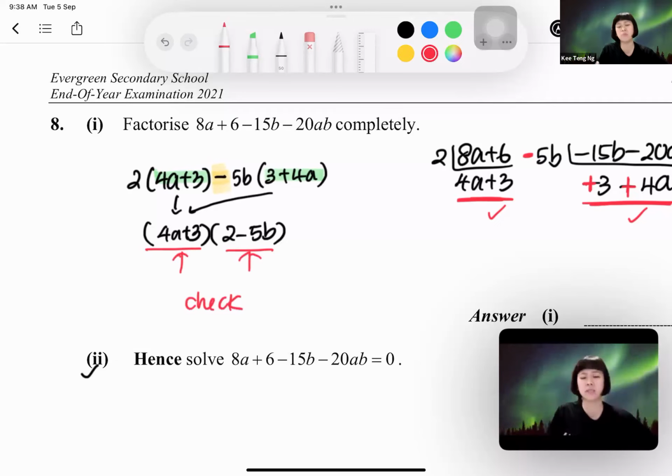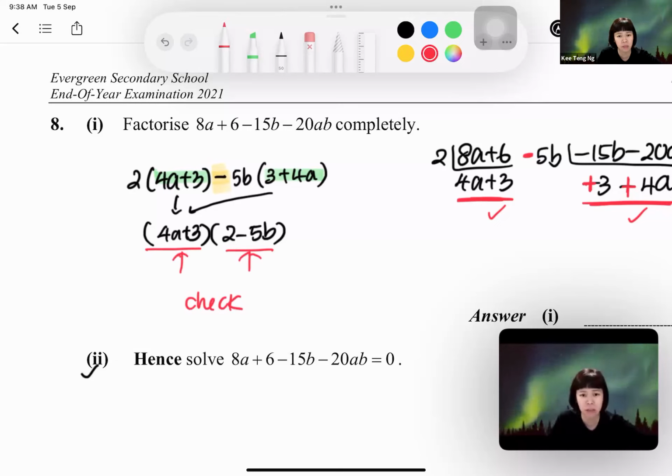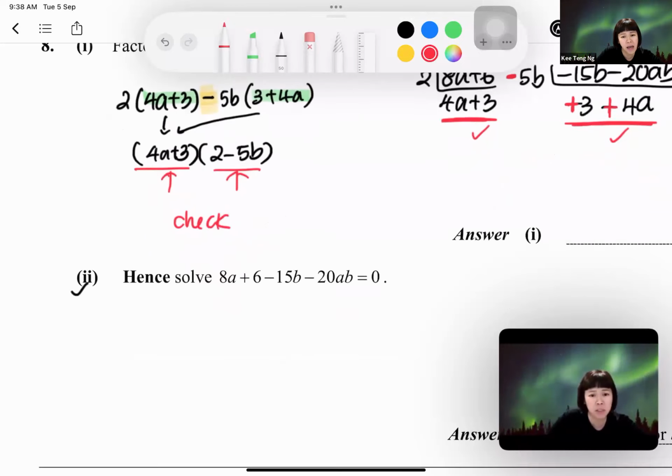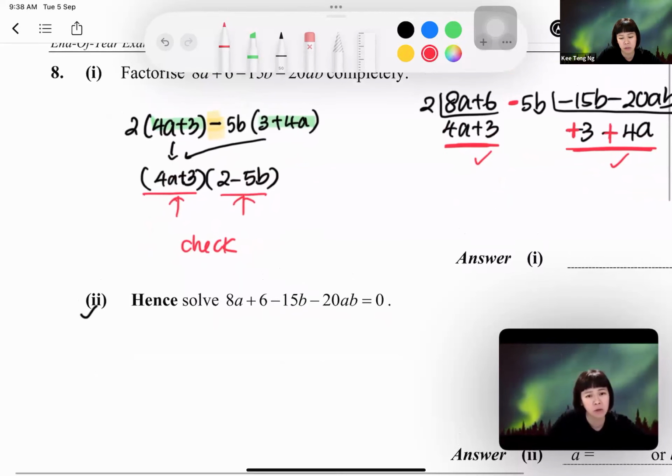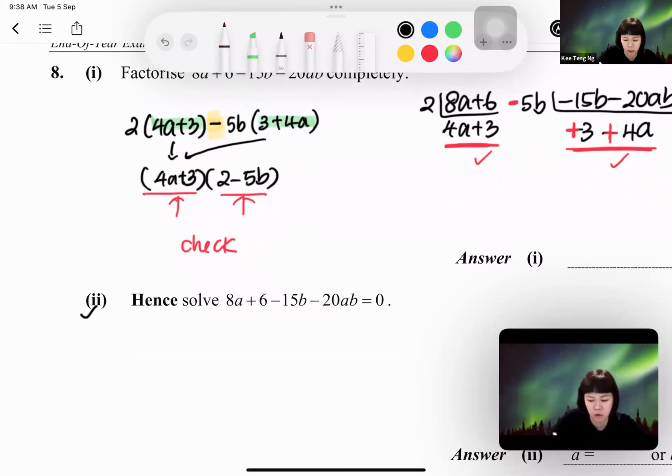Check if there is any more common factor. We want to factorize out one more common factor. If there isn't, then happily, no problem. Okay, next part of the question, they say, hence solve this. What is this talking about? How do I hence solve this? I factorized already. What do you mean by hence solve this?